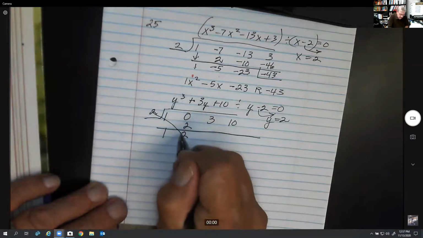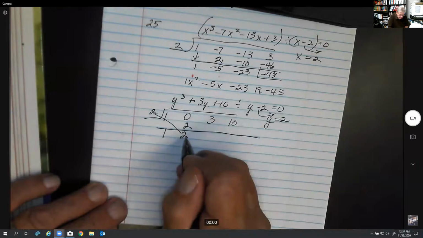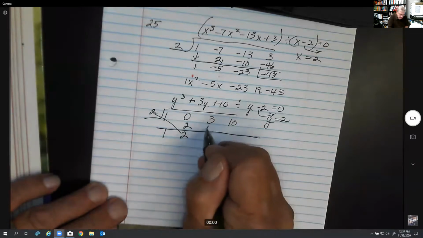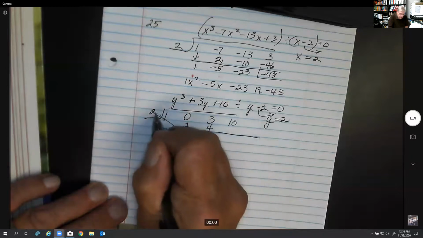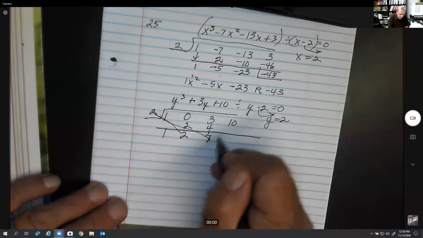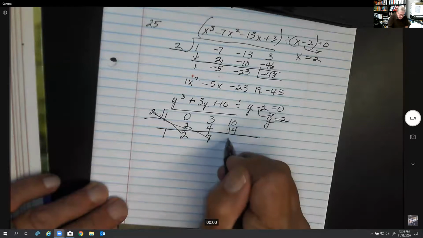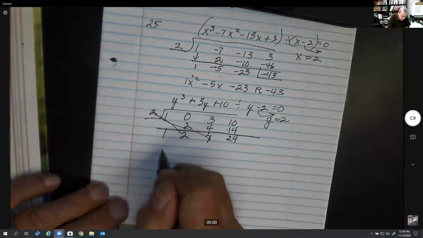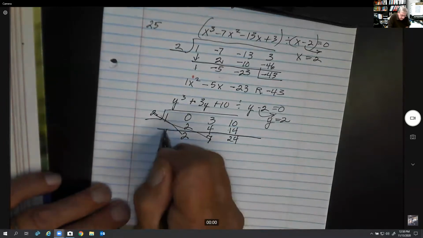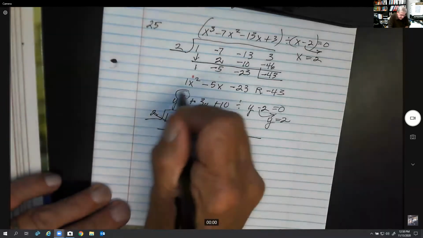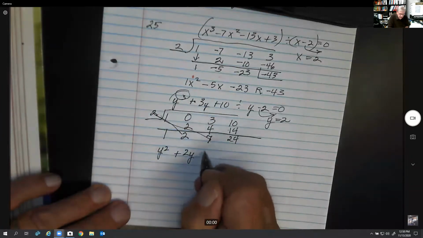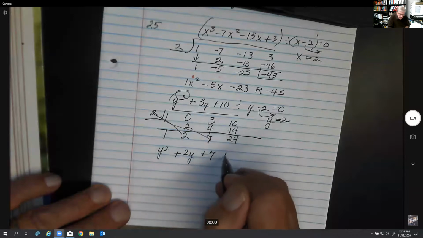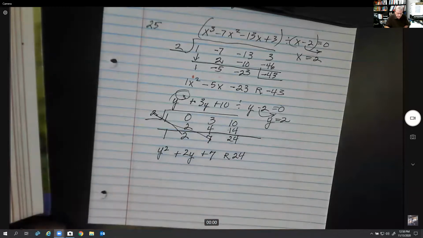Now I'm going to take the 2 times the 2, not times the 1 anymore. 4. Add it to the 3, 7. Multiply, 2 times the 7, 14. Add it to the 10, 24. Answer, y squared, 1 power less than that, plus 2y plus 7, remainder 24.